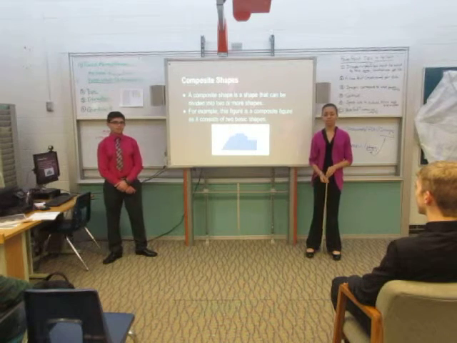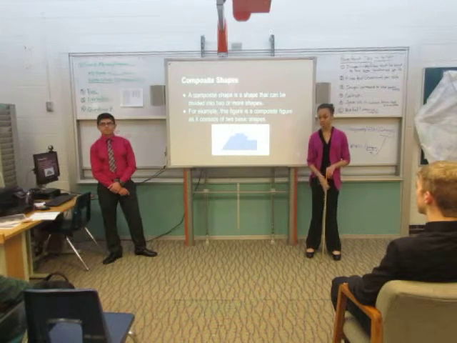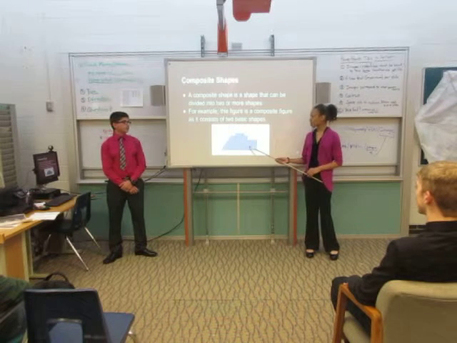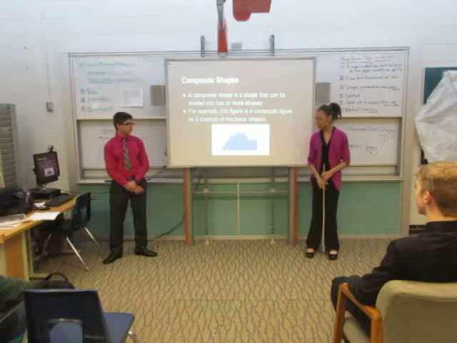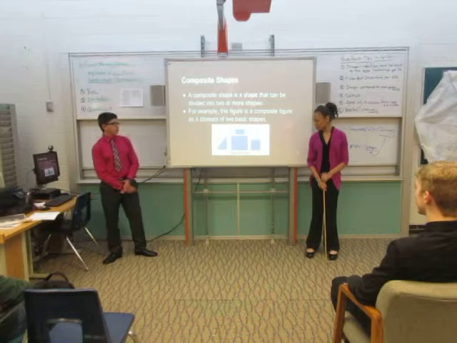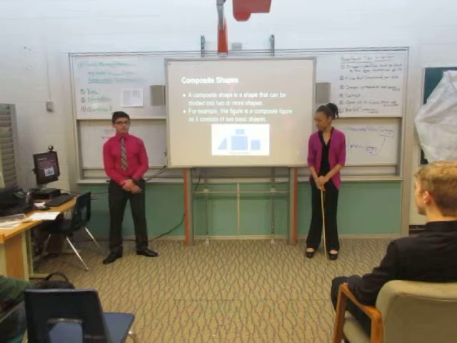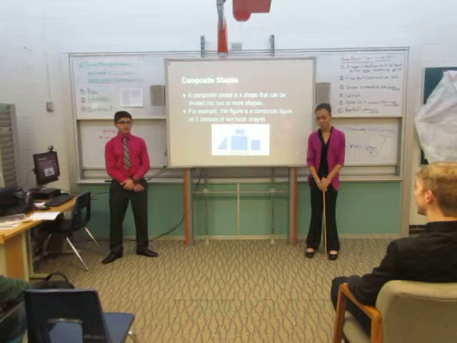A composite shape is a shape that can be divided into 2 or more shapes. And this figure is a composite figure because it has more than one basic shape. We said there's 4 different shapes in here, and if you find the area of each one of them and add it up, you can find the area of the whole figure.